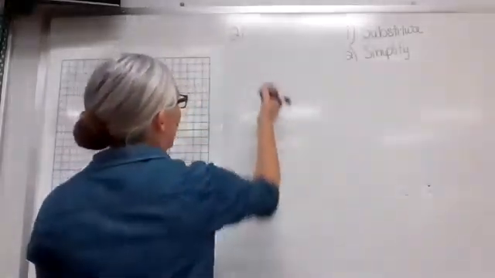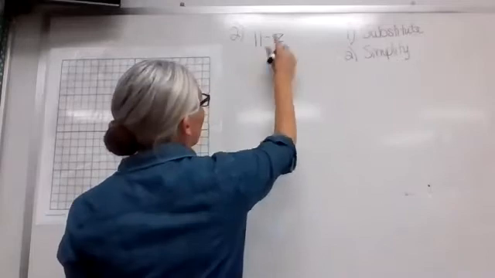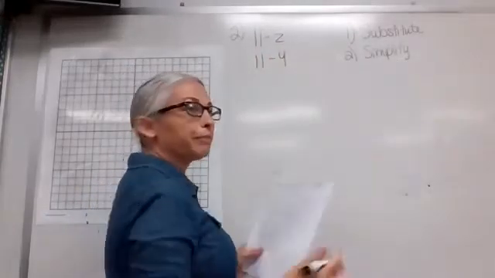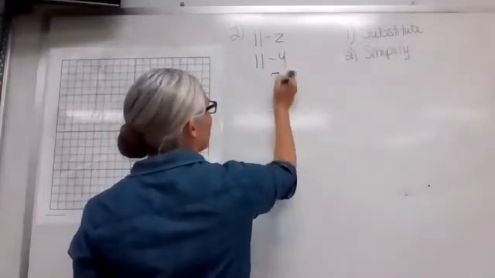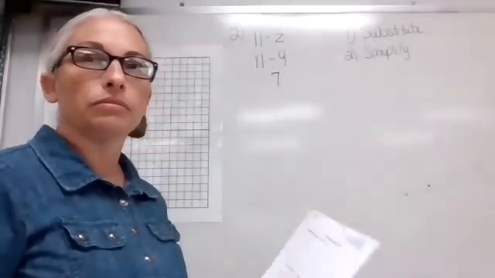So number 2, 11 minus z. So I want to substitute 4 for z. So I have 11 minus 4. And what is 11 minus 4? 7, right? That's good. So we can't answer them?